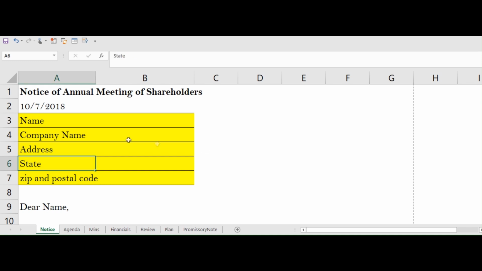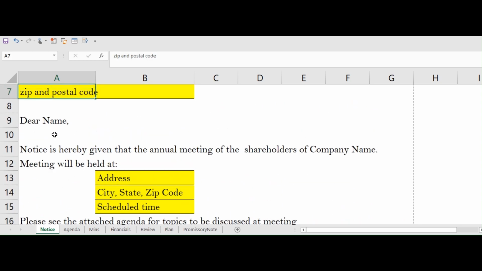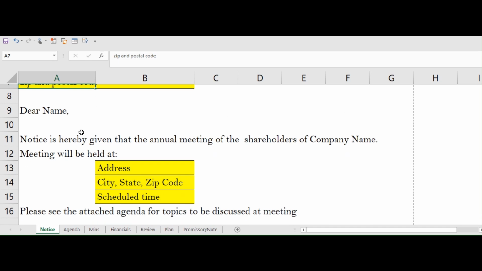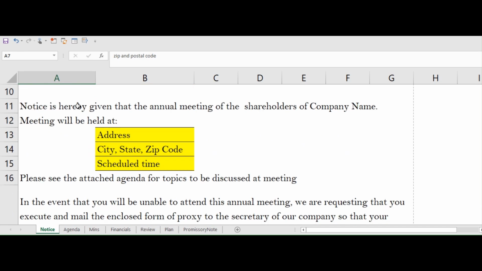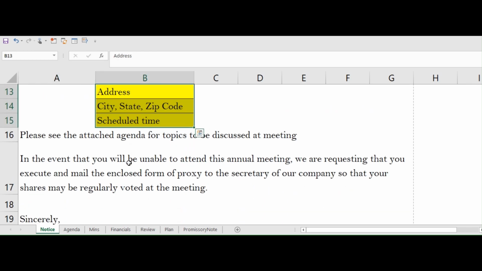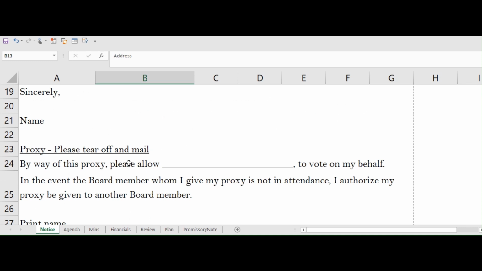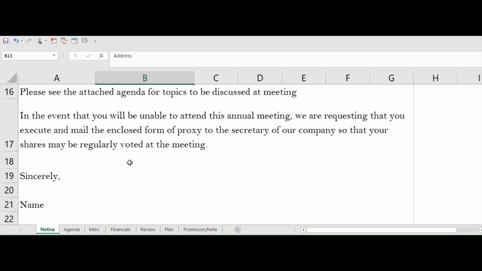So the notice of annual meeting starts with a name, which is probably going to be your name, the company name, address, state, zip code of your business. Then who you're writing it to. If it's you, obviously you write it to you. And then, notice is hereby given of the annual meeting of the shareholders of the company name. So the wording, you can use this template to create your wording, where the meeting will be held. Then you attach the agenda. And then you also include a proxy in case the person is unable to attend. Like I said, if it's just you, invite a consultant, invite an accountant, that helps you plan and think forward.